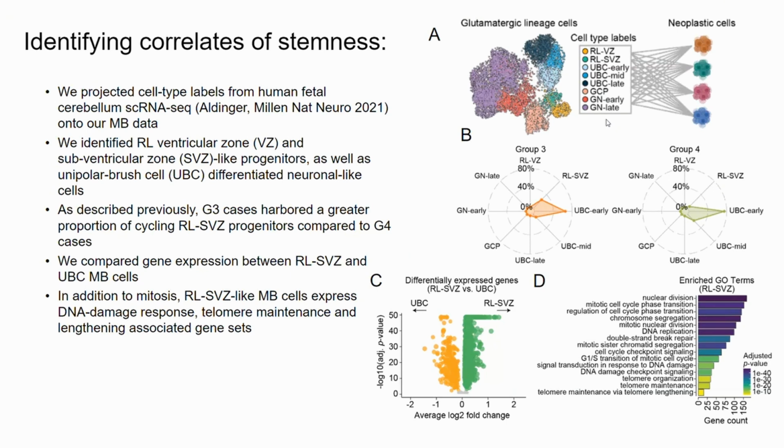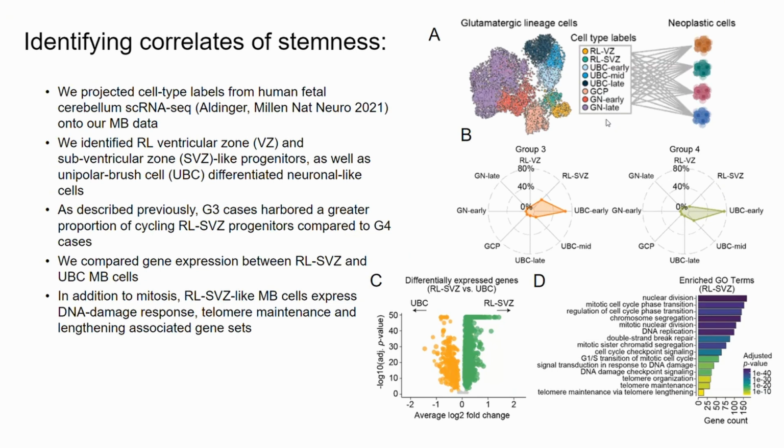The ventricular zone is enriched for more primordial stem-like cells. The subventricular zone is enriched for proliferative intermediate progenitors. We identified cells akin to those in our medulloblastoma samples, but we also identified more differentiated neuronal cell types of the unipolar brush cell lineage. And this is a more differentiated phenotype which would arise from rhombic lip progenitors under normal developmental conditions.